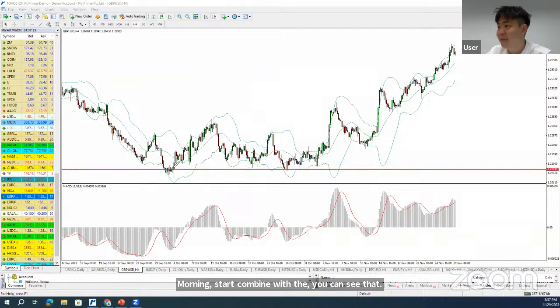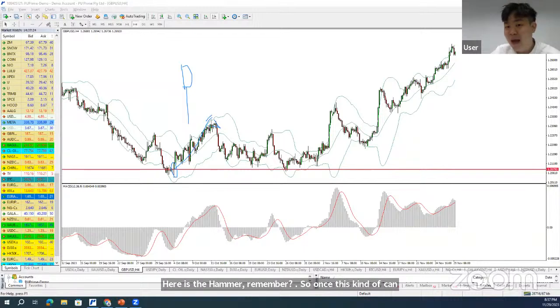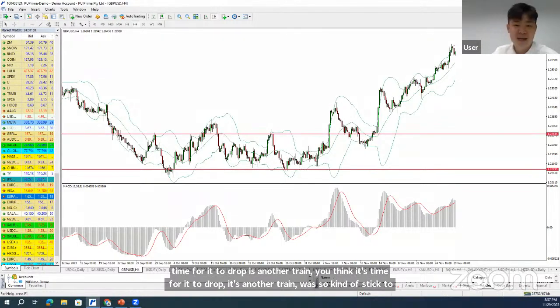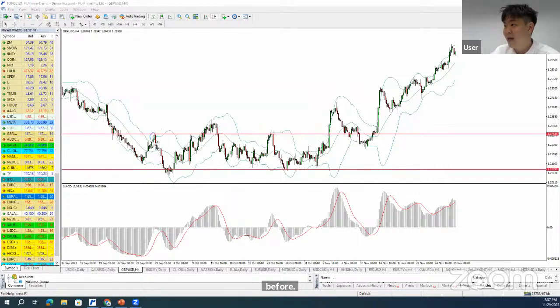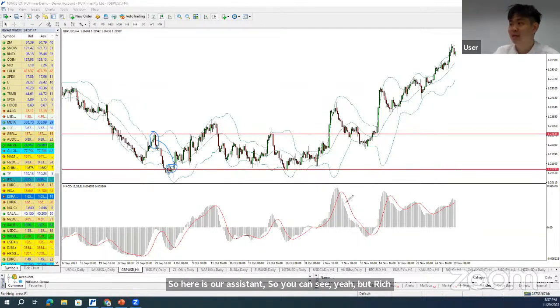Here is the hammer, remember? Small body, long shadow. Once this kind of candlestick forms, it's very good for us to identify a trend reversal. So when you need to stop loss, or when you think it's time for it to drop, wait for another trend reversal candlestick to be formed. Let me show you the resistance level first. So here is the resistance level. Okay, you can see a bearish engulfing candlestick has been formed. So it drops back and then retests the support level.